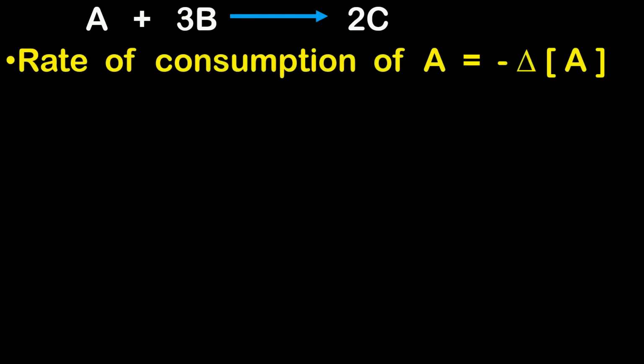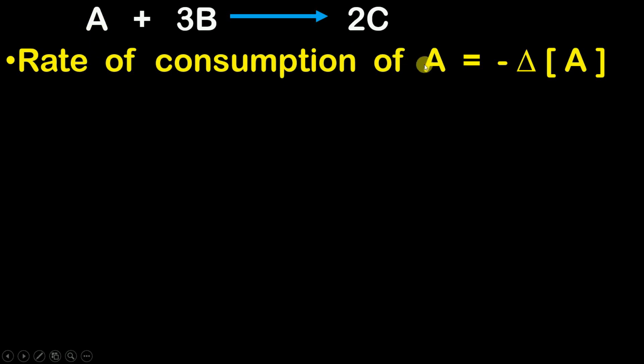Now in this equation, as you can see over here, A plus 3B are nothing but your reactants and this 2C is your product. So as I mentioned earlier, if you want to calculate the rate of this reaction, you first need to calculate the rate of consumption of reactants. Okay, so first of all, let's start from this reactant, that is A. So let us calculate the rate of consumption of A.